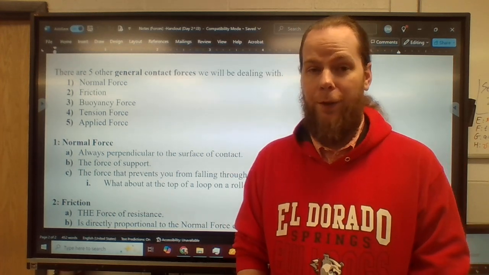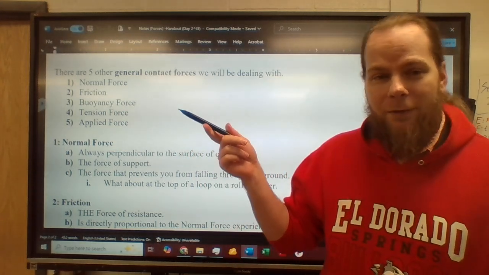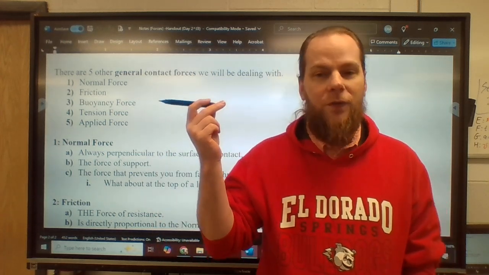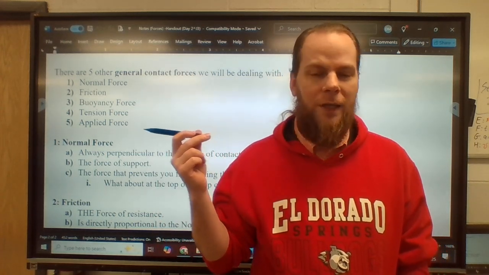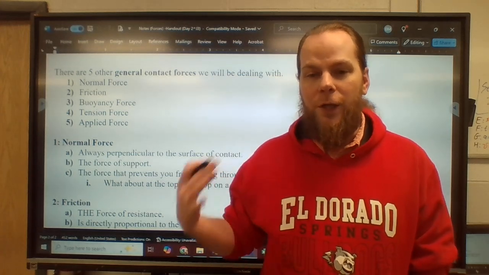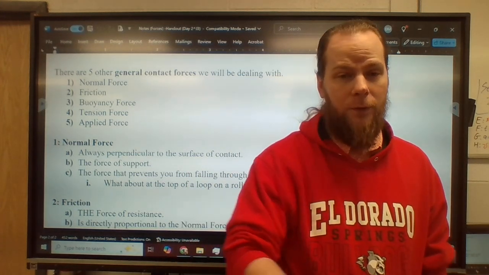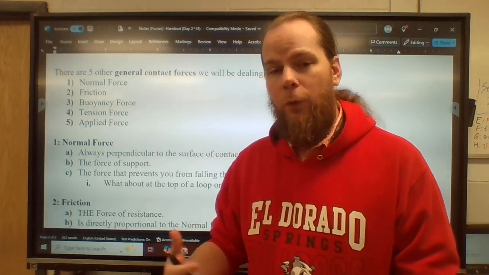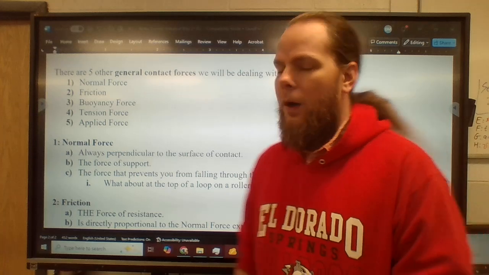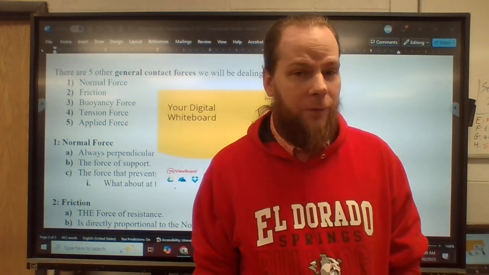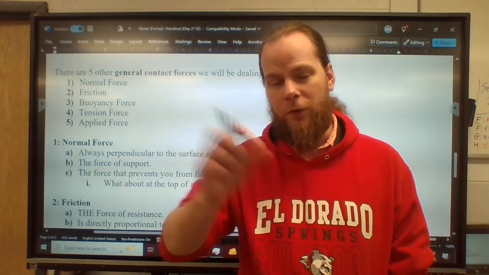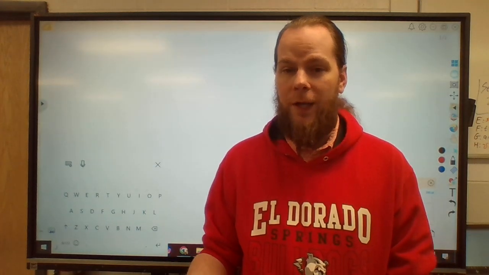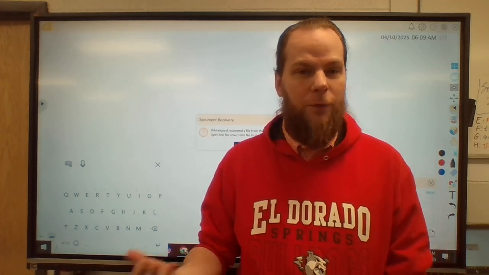So let's just go. There are five of them we're going to be going through. First one is the normal force. Second one is friction. Then we have buoyancy, or the buoyancy force, tension, and applied forces. Now each one of these has a variable that we use to represent it. As a general rule, we always use a capital F to mean force, and then we put a subscript on that capital F to identify which kind of force we're talking about.